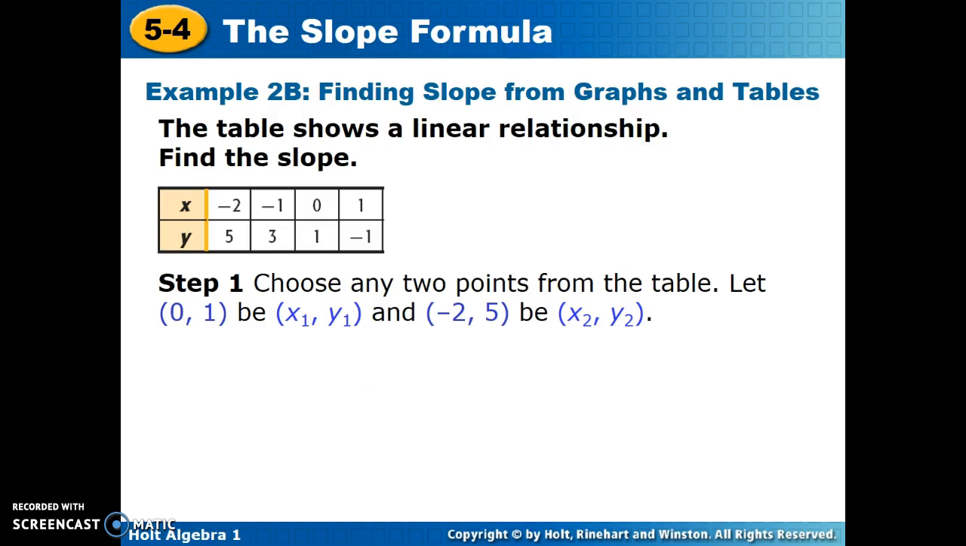Another option is trying to find the slope based on the table. So you're not actually seeing two ordered pairs, but in this case, there are actually 4 ordered pairs we can pick and choose from. So again, pick the ones that are easiest for you to use. You can use any combination, just pick 2.